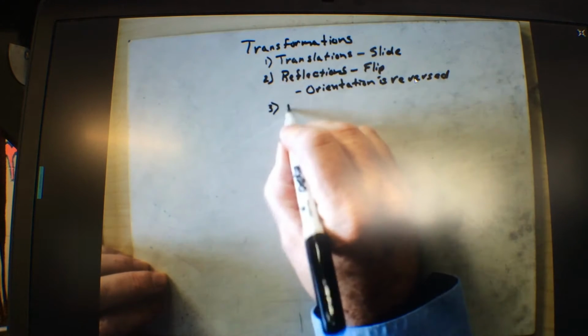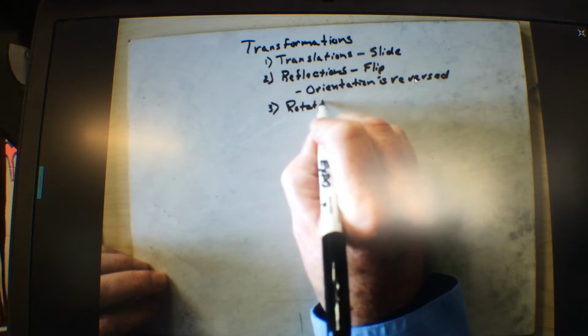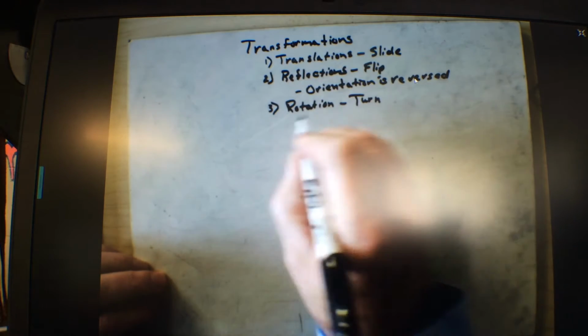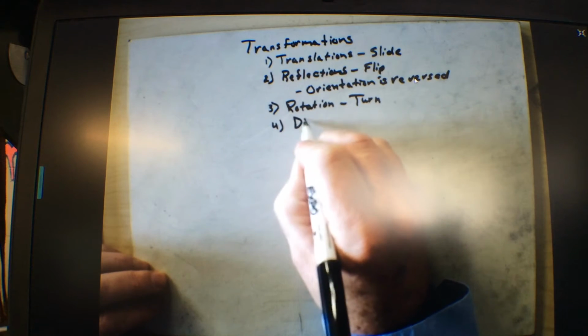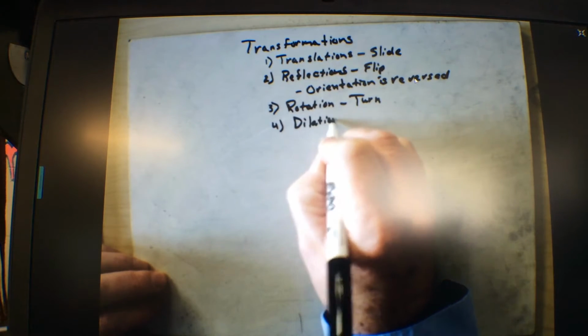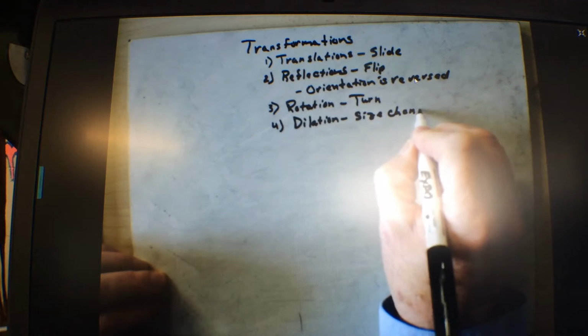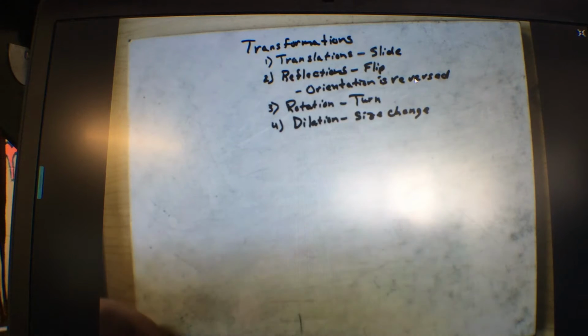The third one is a rotation. A rotation is a turn. These are the slang words. And then the fourth one is a dilation. And a dilation is a size change. Okay? Now, of them all, reflections are the only ones in which orientation is reversed. The rest of them have normal orientation.